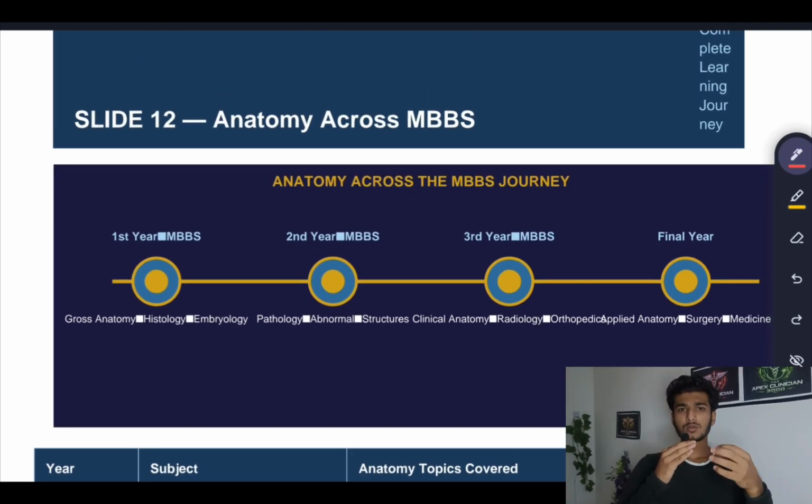Apart from this, you can use a book for histology and embryology as well. You can use Neeta Kulkarni's book, because I am the one who uses the same book as a reference. And this is all about what we have discussed in this introductory part of the lecture.